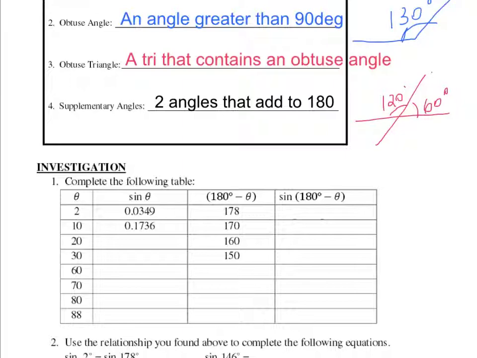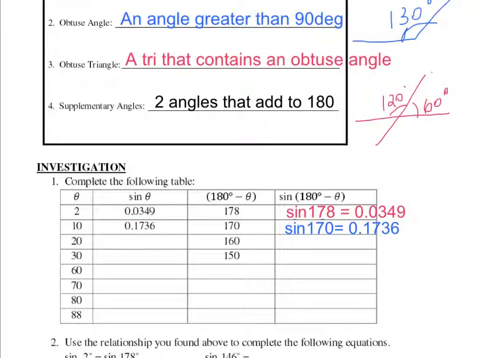Next, what we're going to do is punch in sine of 178, which is 180 minus 2 degrees. So if I punch in sine of 178, I get that the ratio is 0.0349, which is the same number that I got when I punched in sine of 2. Coincidence? I don't know, let's just see. So sine of 10 degrees gives us 0.1736. If we do sine of 180 minus 10 degrees, so sine of 170, what does that give us? Well, as you can see, it gives us the same ratio again.